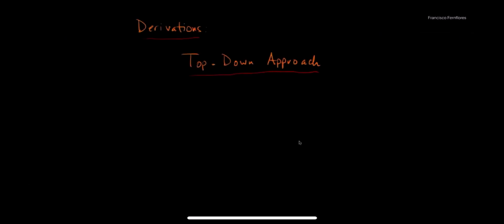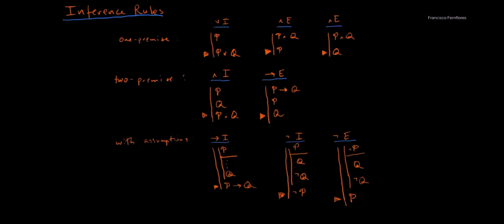This video is about solving derivations using the top-down approach. To use the top-down approach, it's going to be useful to rewrite our inference rules in a different order. We're going to list first all our one-premise rules. These are rules of inference that have only one premise, the OR introduction and elimination in both versions.